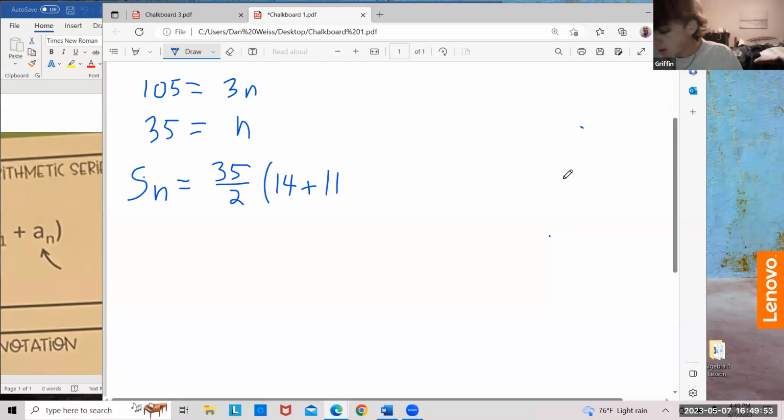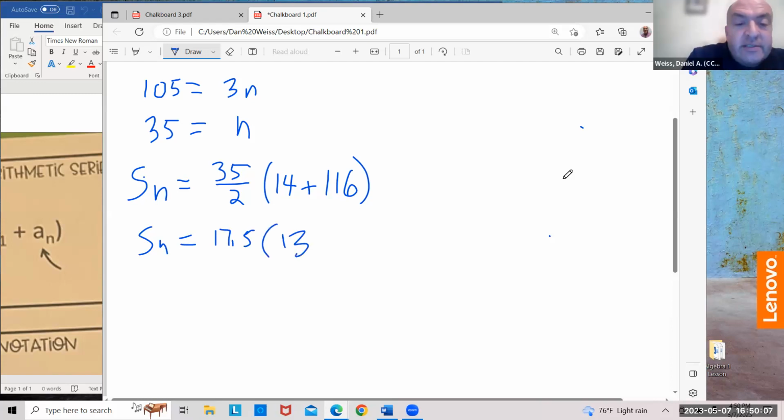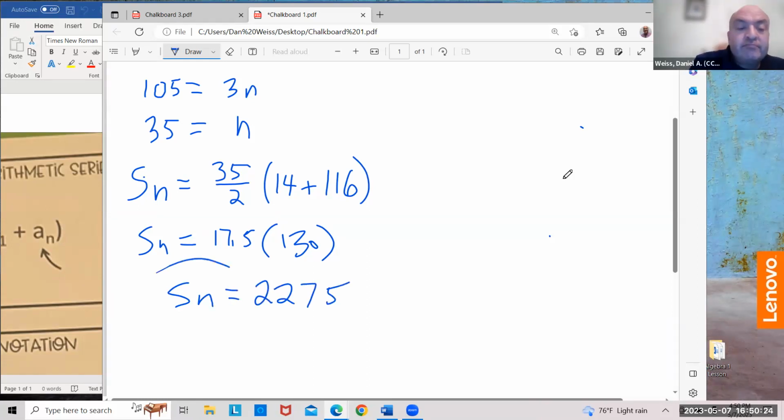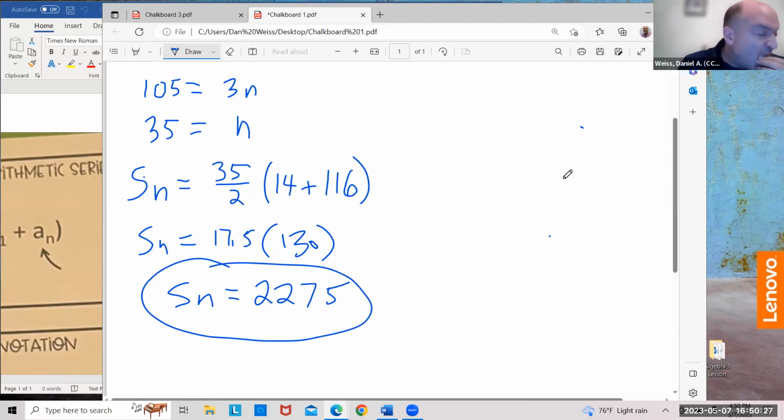So number 2, the last term is 116. Which gives you 116 plus 14, which I think equals 130. It does, yeah, 130. So now you have 17.5 times 130, which gets you 2,275. There you go. Good job. That's what you do. Makes sense. Excellent.